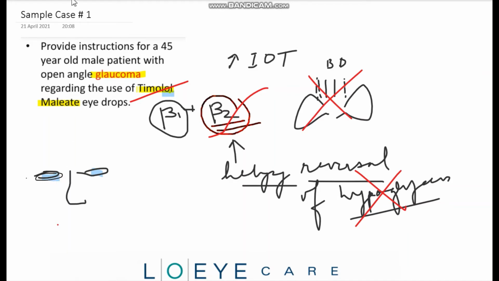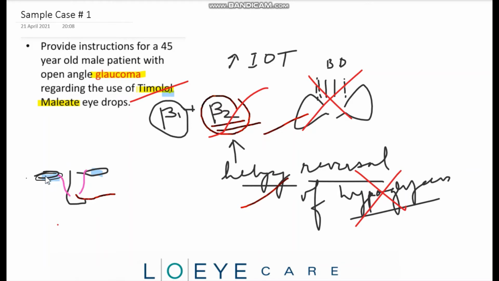But in case it travels via the nasolacrimal duct and comes into the nose, it is then absorbed from the nasal mucosa into the bloodstream, and now it can bring about these side effects of bronchoconstriction, of hypoglycemia accentuation. So that can be prevented by applying pressure.